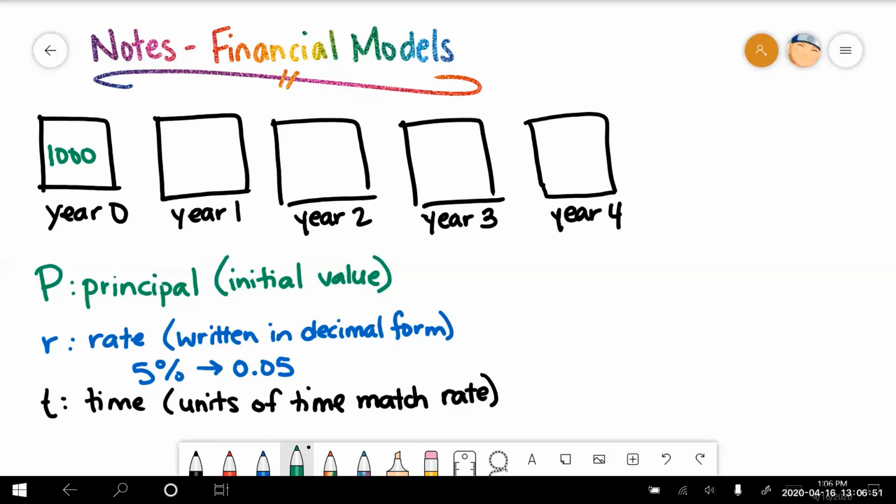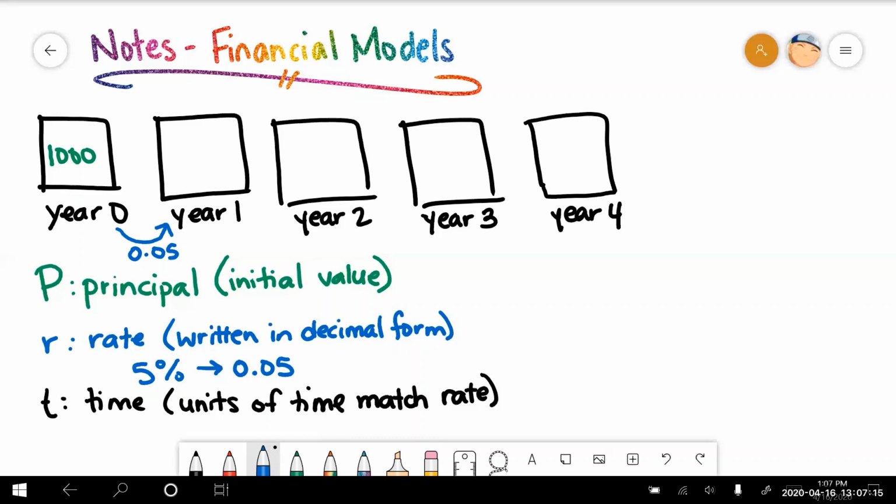Now, and many of you might remember this from sequences in Algebra 1, when I'm ready to move on to year 1 and check my balance, I need to multiply by some amount. Now, many people like to say, I'm going to multiply by 5%, because that's the percent rate of the bank.